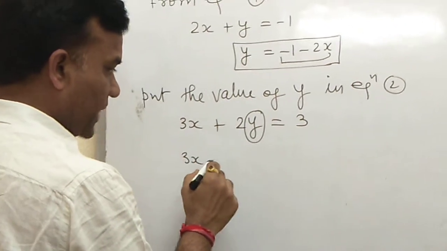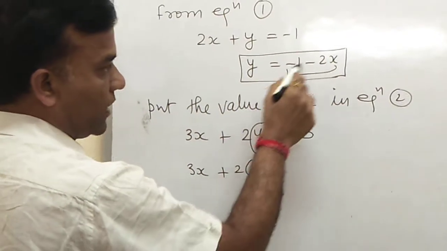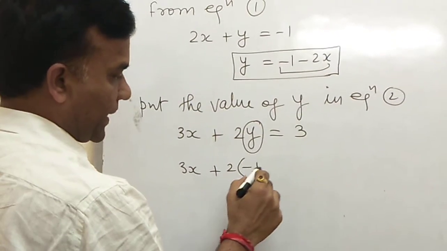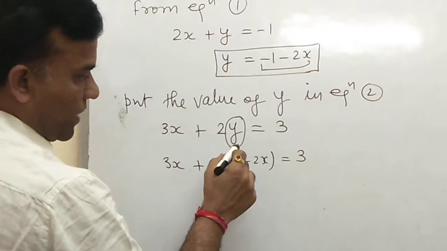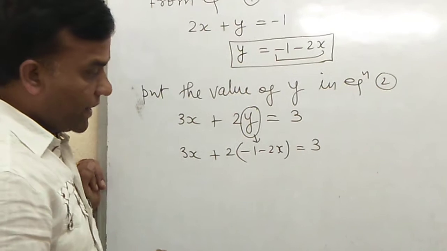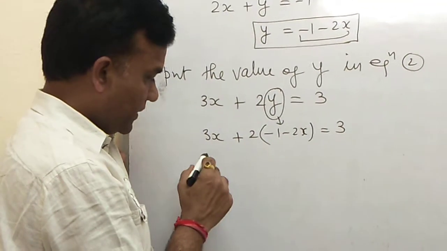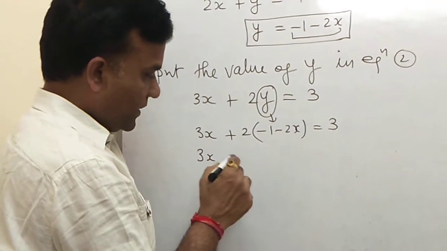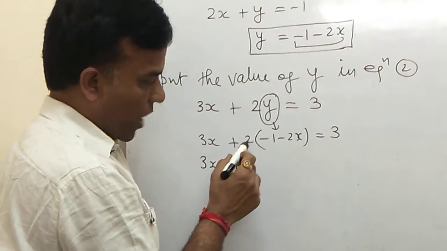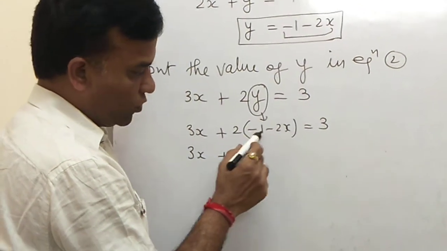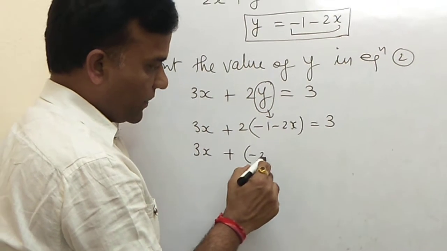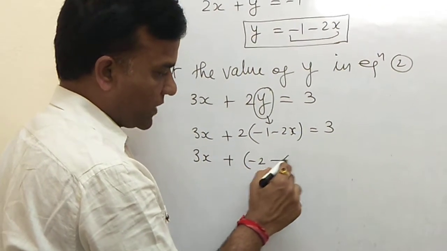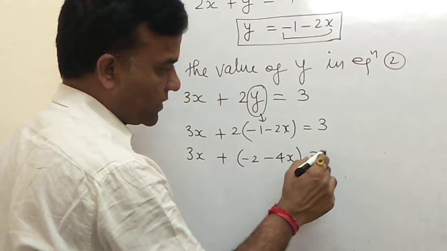So 3x you put as it is, 2 as it is, and now this whole value you put inside a bracket, because in place of y you replace this value. So y is replaced by this bracket: minus 1 minus 2x. Now you simplify because your bracket is given. First you open this bracket, multiply the outside value inside, so 2 into minus 1 gives minus 2, and 2 into 2x gives minus 4x, and equal to 3.